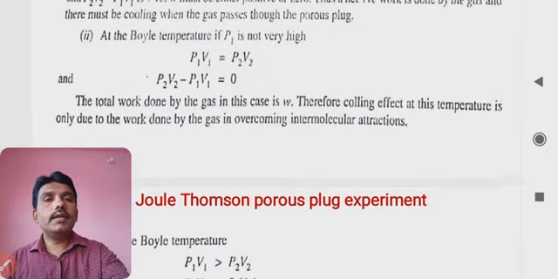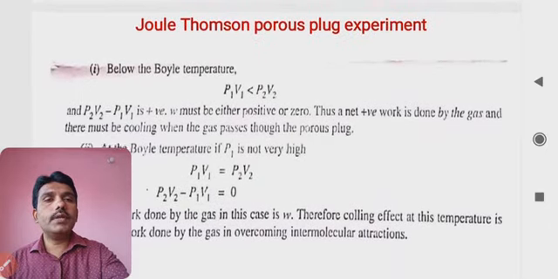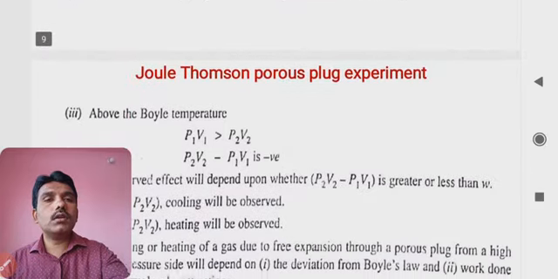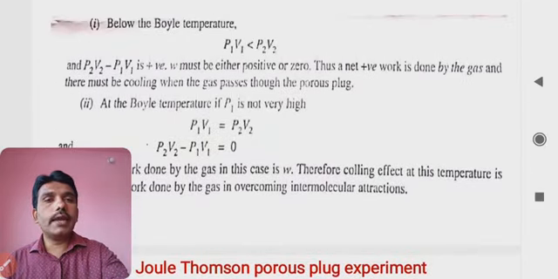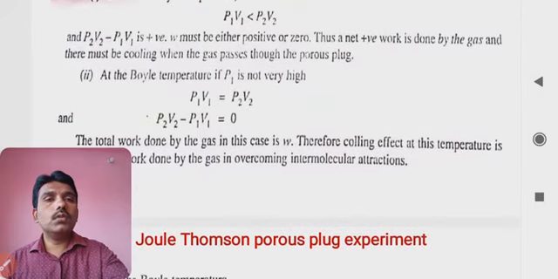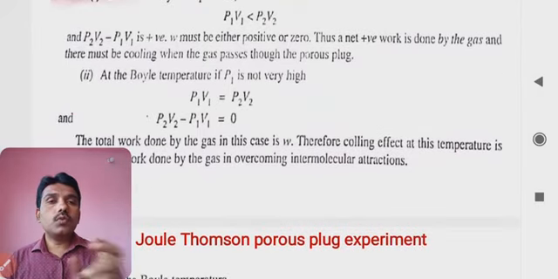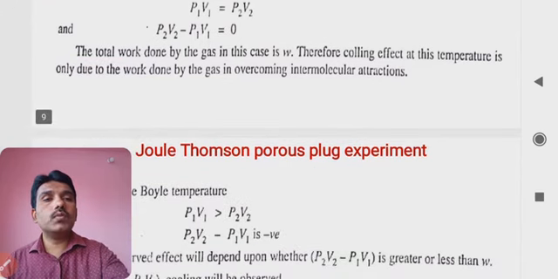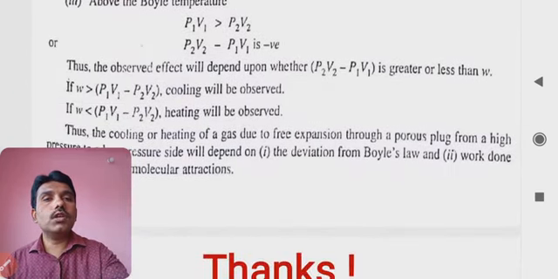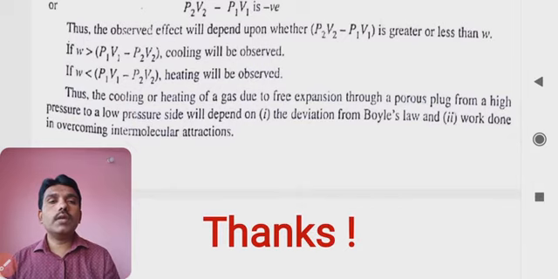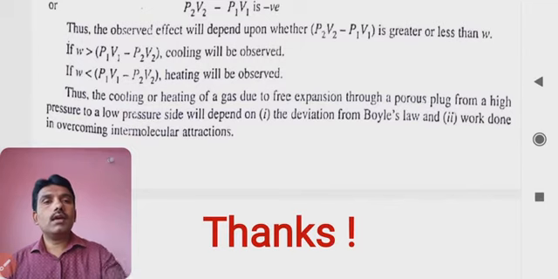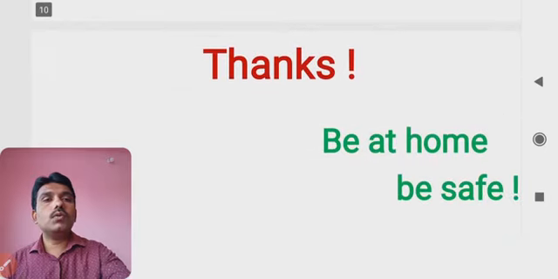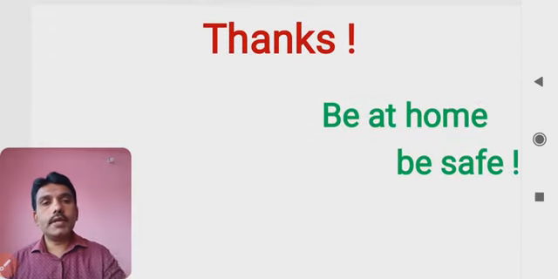Notice the Boyle temperature: whenever it is below the Boyle temperature or nearly equal to the Boyle temperature, the output is a cooling effect, and this effect totally depends on the deviation from Boyle's law and the work done in overcoming intermolecular attractions. That is, the W we mentioned depends on the amount of work done, for a cooling effect or a heating effect to be observed. So this is all about the porous plug experiment done by Joule and Thomson.